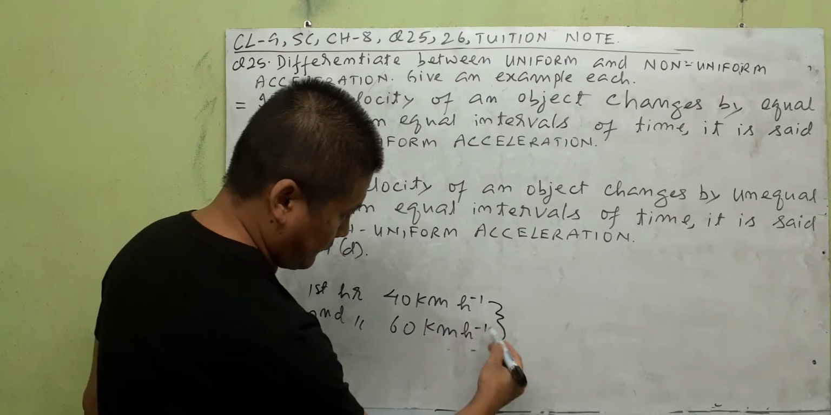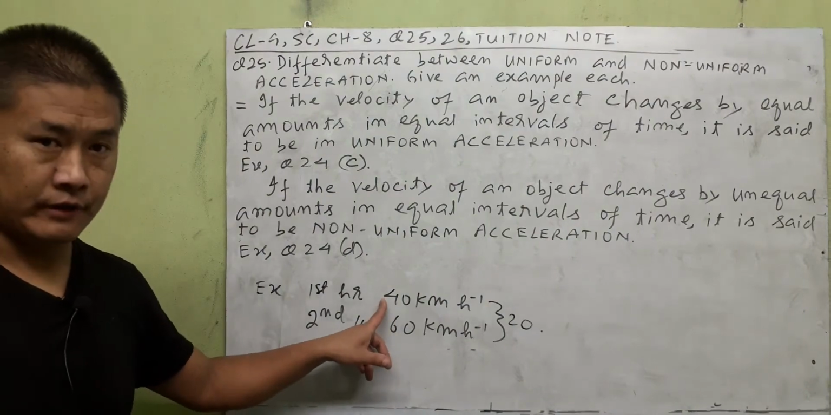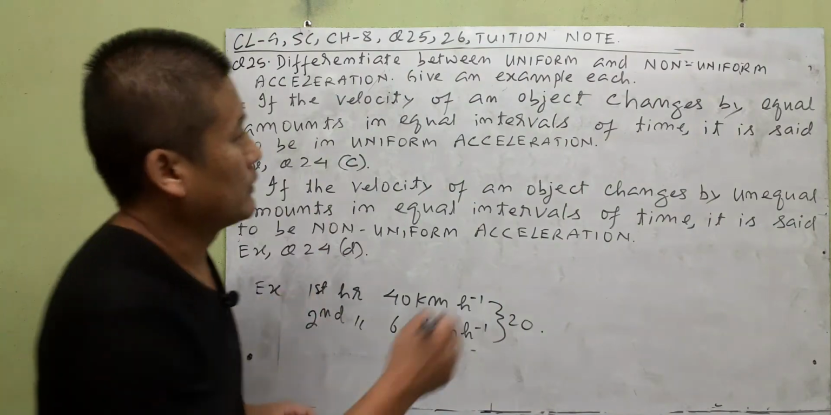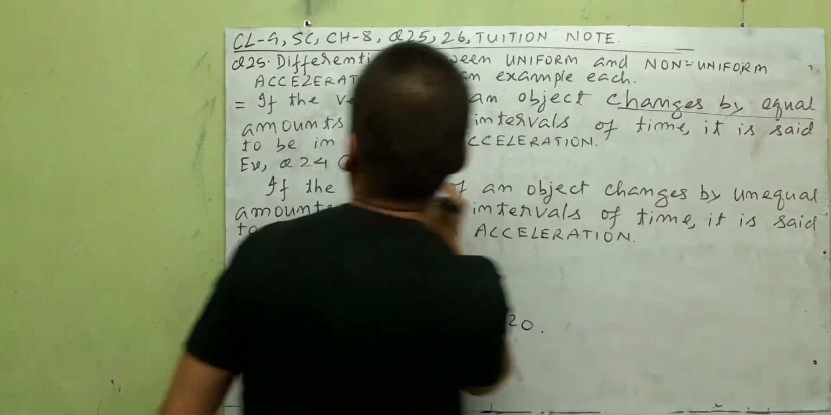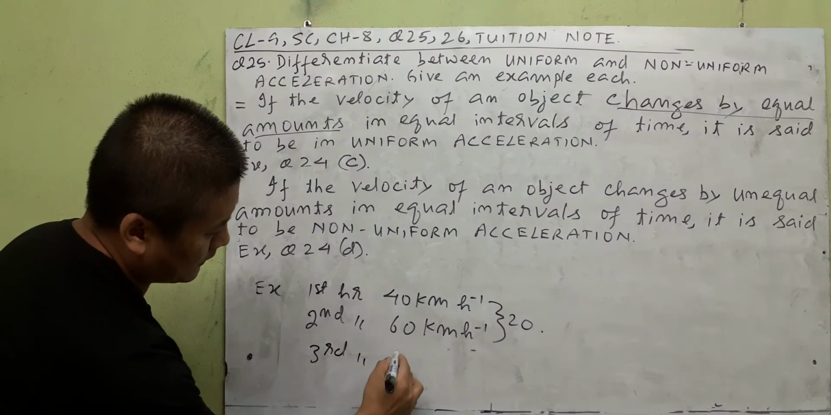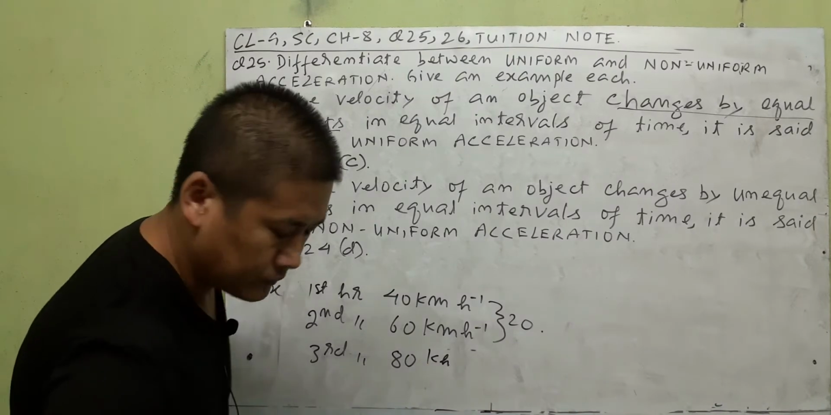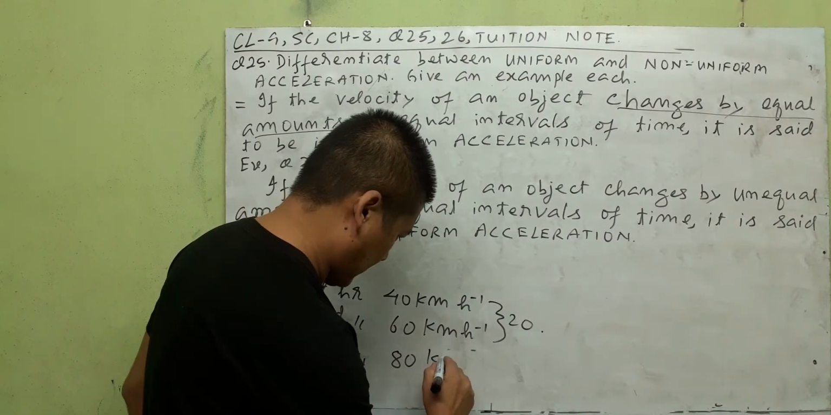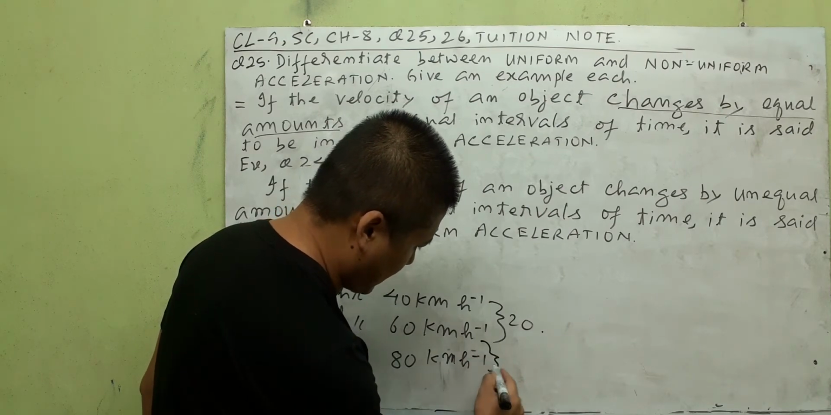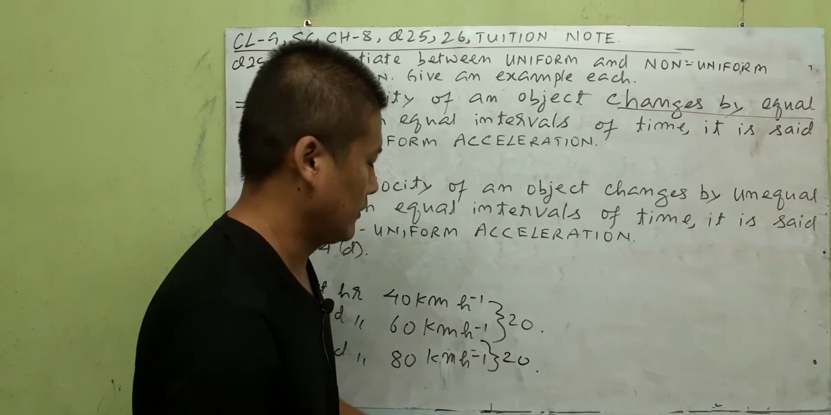So from here to here, the increase is 20 km per hour, 60 minus 40, right? So the change is by an equal amount. We want to focus here: change by equal amount. In the third hour, let us say, we observe the car and it is moving at a speed of 80 km per hour. Just keep it simple and follow this. Between these two, it's 80 minus 60, 20 again. The change is again 20.